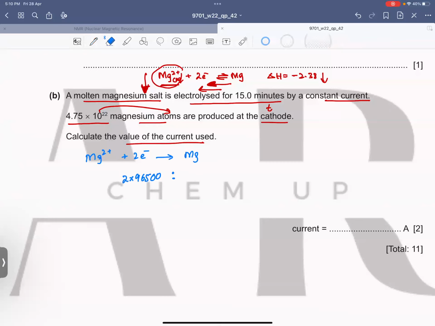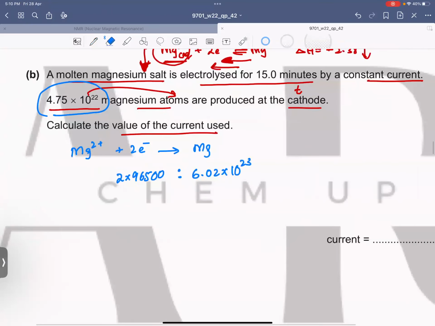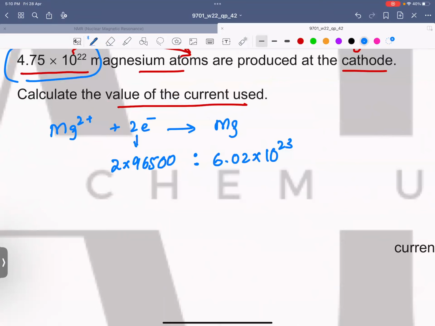And see here, instead of the mass, we are provided with the number of atoms. So the number of atoms for 1 mole of magnesium would be 6.02 exponent 23. Here, 2 moles of electrons are being used to get 1 mole of magnesium atoms, which means 6.02 exponent 23 atoms. Is this ratio understandable to everyone?